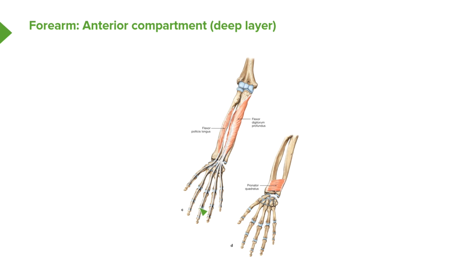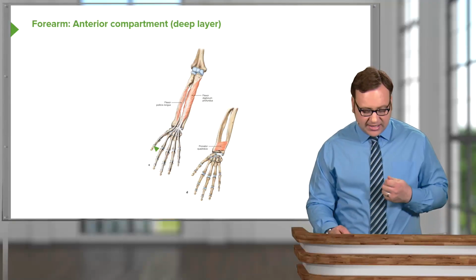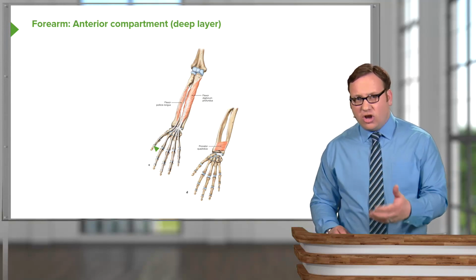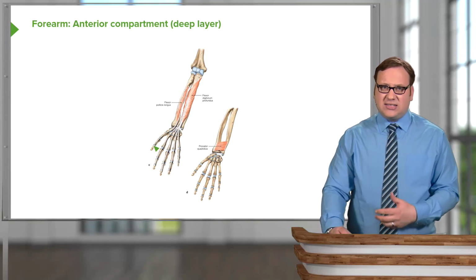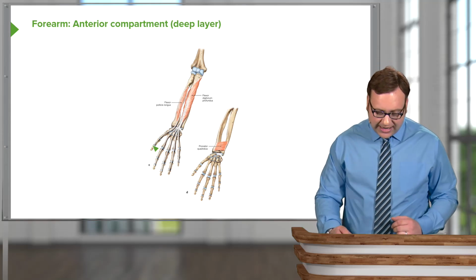The thumb is different because it has its own specific flexor, and this is known as flexor pollicis longus, pollicis meaning the thumb. The fact that we call it flexor pollicis longus indicates there's going to be a flexor pollicis brevis, and this muscle is within the hand, so we'll look at it later.